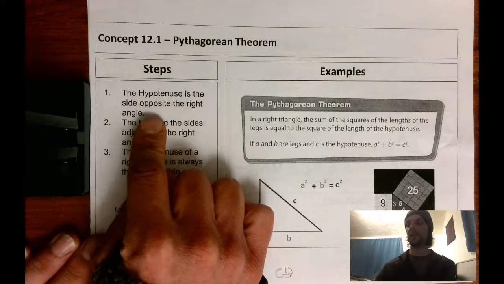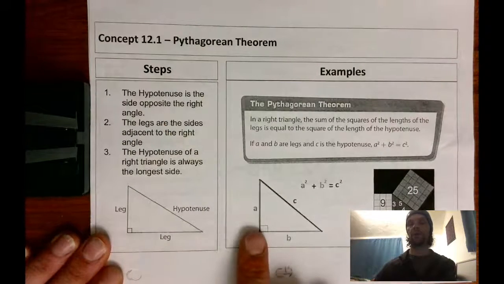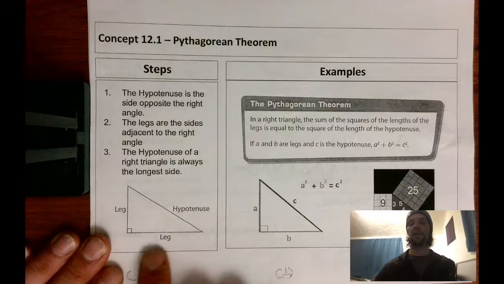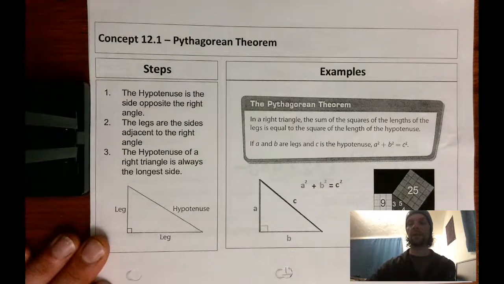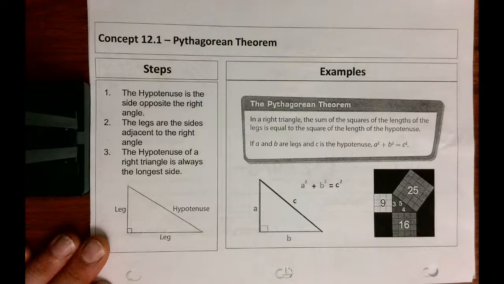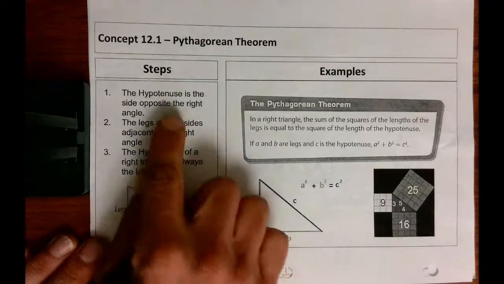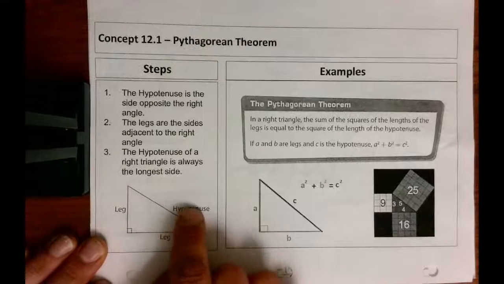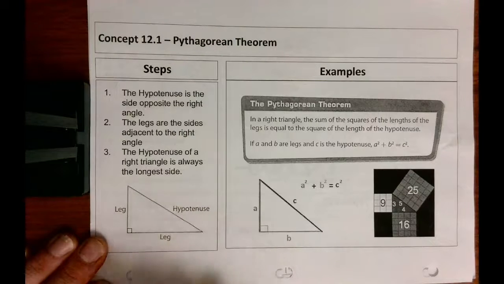Okay, and so then over here, right, we've got a couple little images that show us what we're talking about. I'm going to let you see this whole thing. You're looking at the same thing on your desk in front of you, okay? The hypotenuse is the side opposite the right angle. So the right angle's here, the hypotenuse is there, okay? The legs are the sides adjacent to the right angle.